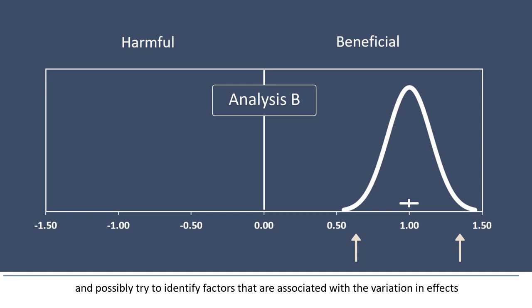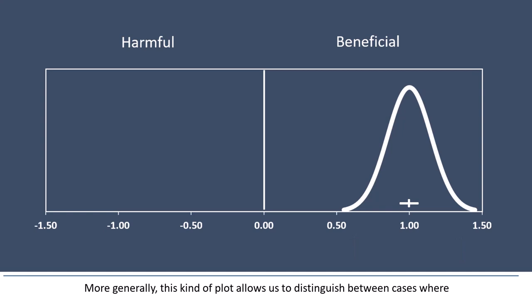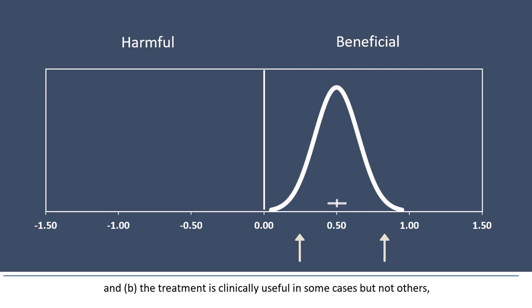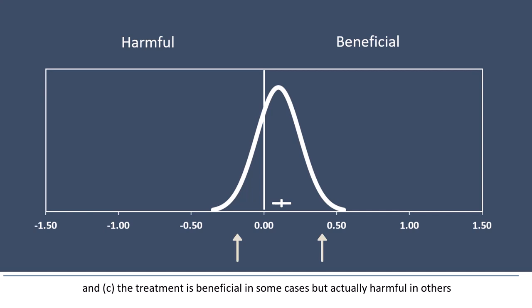the variation in effects. More generally, this kind of plot allows us to distinguish between cases where A, the treatment is always clinically useful, and B, the treatment is clinically useful in some cases but not others, and C, the treatment is beneficial in some cases but actually harmful in others.